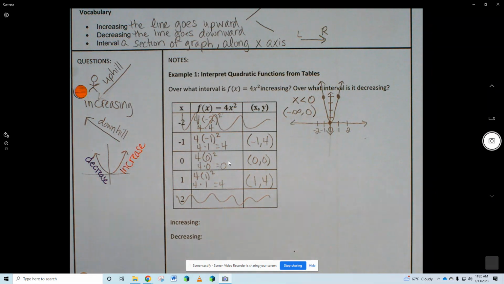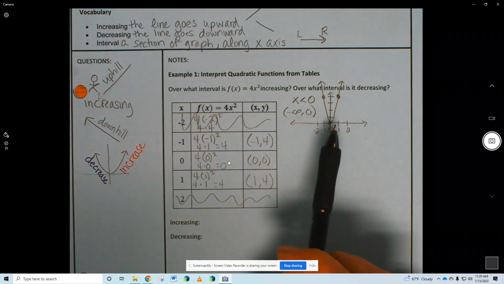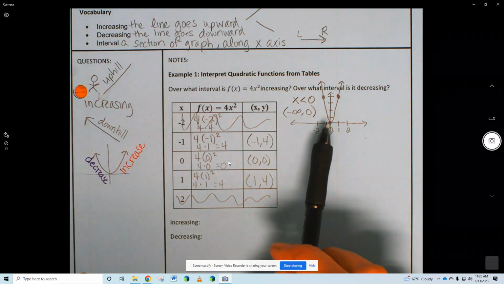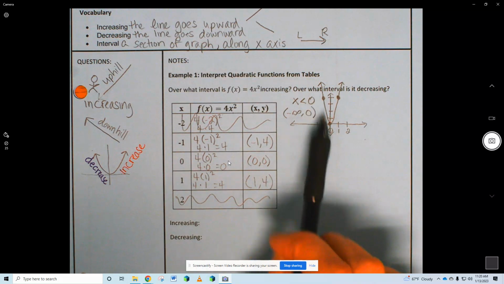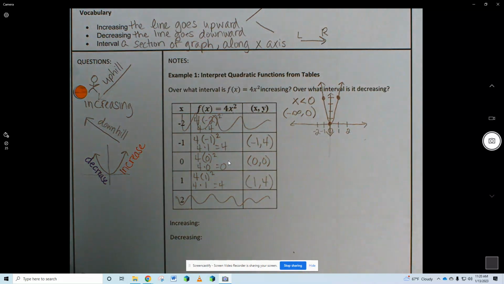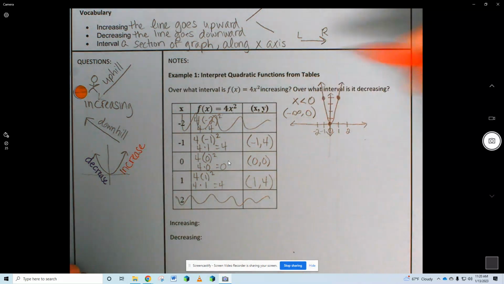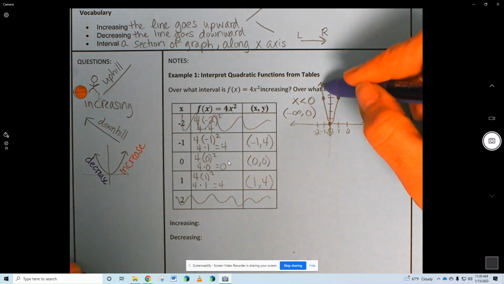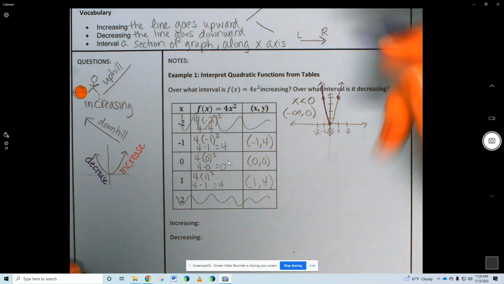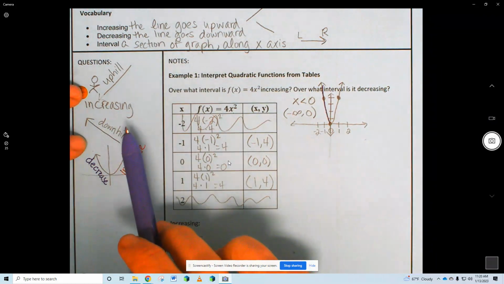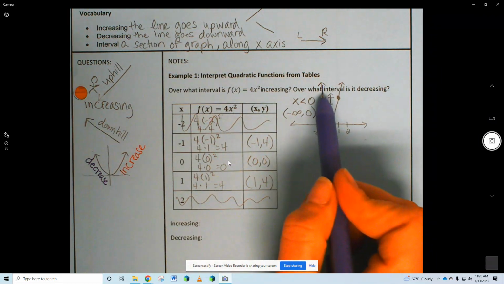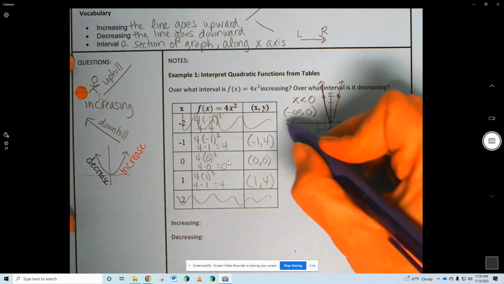Is this increasing or decreasing over here? Right here, this line. Which way? Look over here on the side. Is it increasing or decreasing? This side right here. Decreasing.